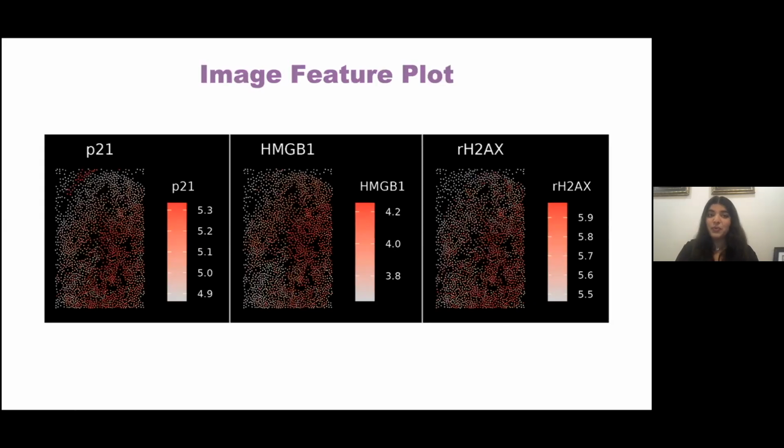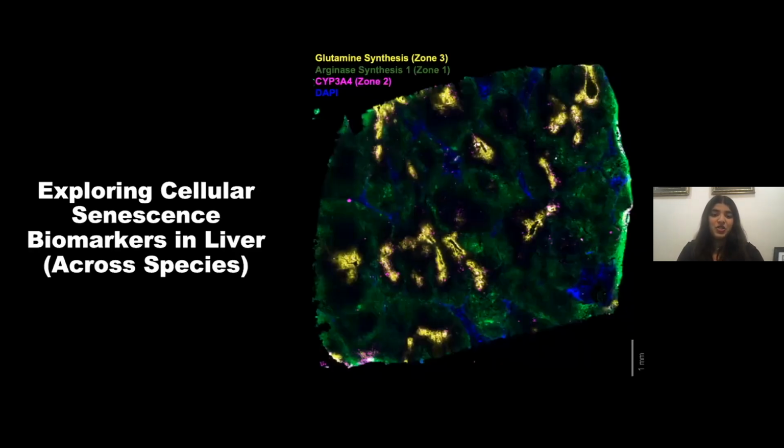And afterwards, when we really looked into the senescence biomarkers, we were able to develop an image feature plot, which shows the strong levels of expression of the senescent biomarkers P21, HMGB1, and gamma H2AX. We were able to see a strong expression within the follicle from each senescent biomarker to another, and it really clearly shows that senescence plays a role within the aging of this 86-year-old lymph node tissue.